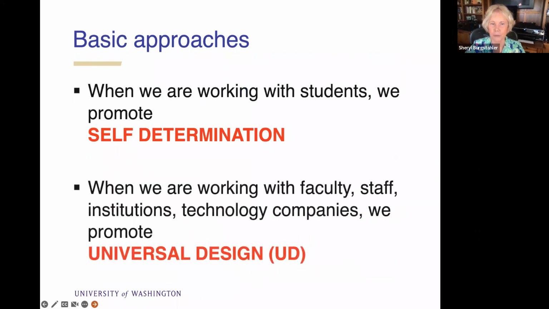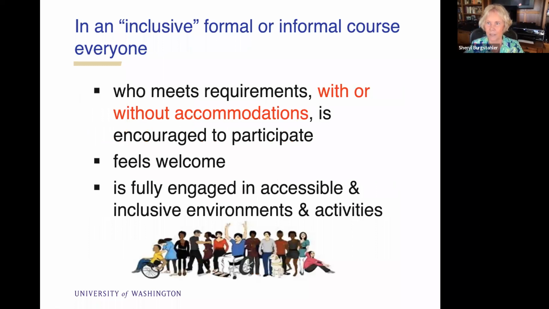But then when we're working with institutions or faculty and staff, technology companies, we promote universal design. So in the way of companies, we work with Google and Microsoft and Amazon to help them make sure that the products they are deploying online are accessible to individuals with disabilities. So this presentation builds on that universal design framework, as you'll see, but has more to offer. We're going to be talking about some strategies for making an online course, whether it's formal or informal, accessible to people with disabilities and others as well. For those of you that know about universal design, it's a much broader concept than just disability.